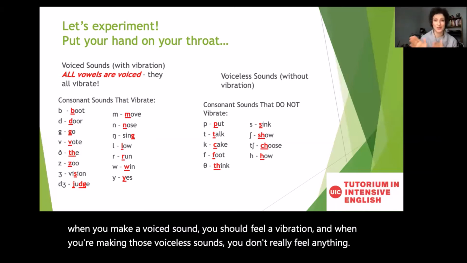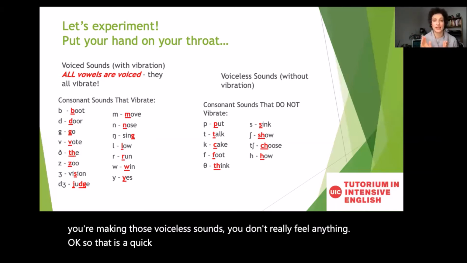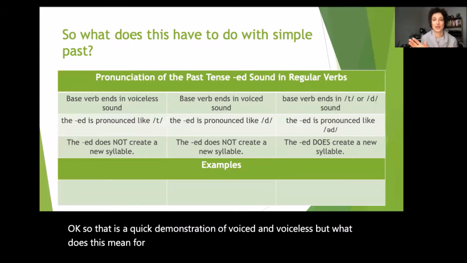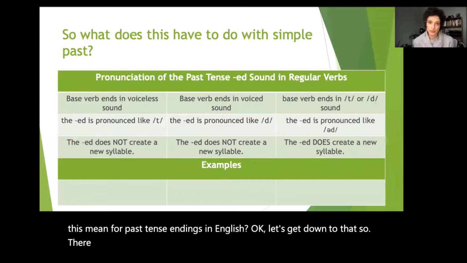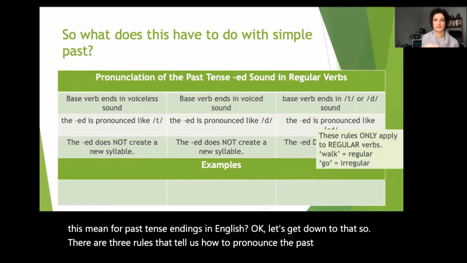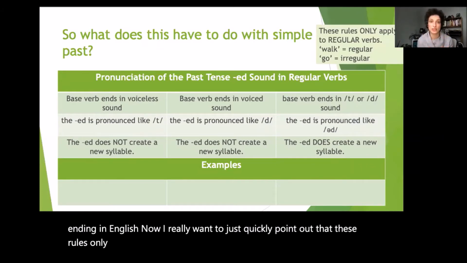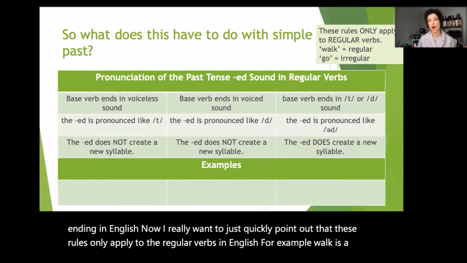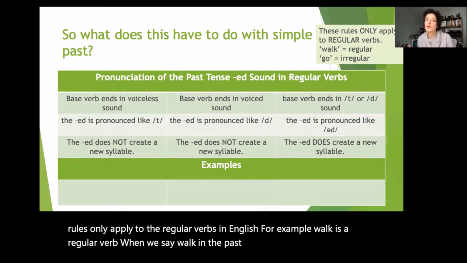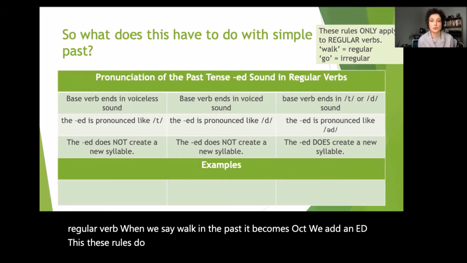Okay, so that is a quick demonstration of voiced and voiceless. But what does this mean for past tense endings in English? Okay, let's get down to that. So there are 3 rules that tell us how to pronounce the past tense ed ending in English. Now, I really want to just quickly point out that these rules only apply to the regular verbs in English. For example, walk is a regular verb. When we say walk in the past, it becomes walked. We add an ed.